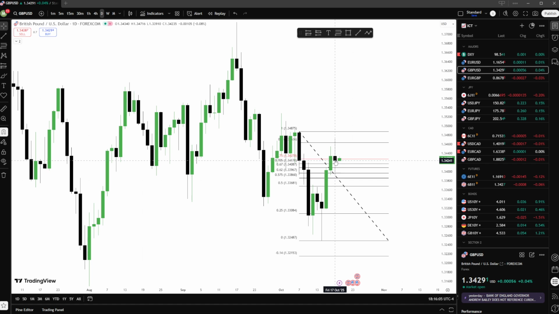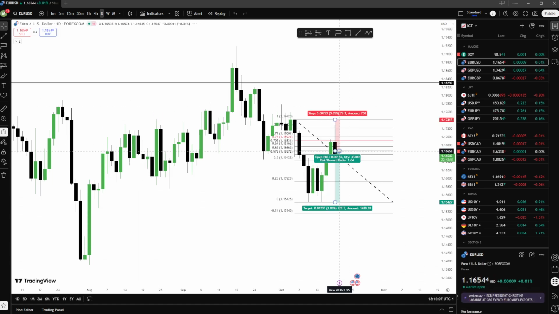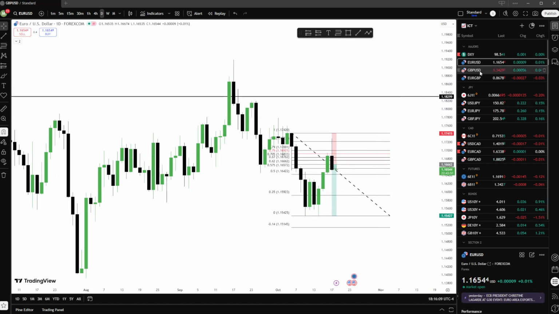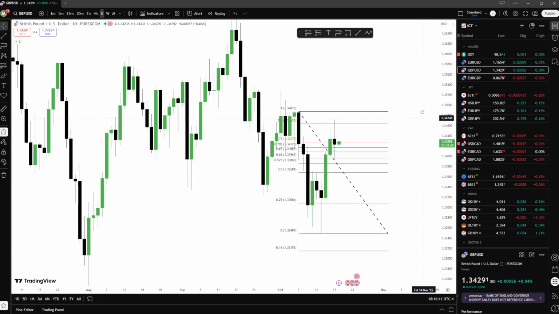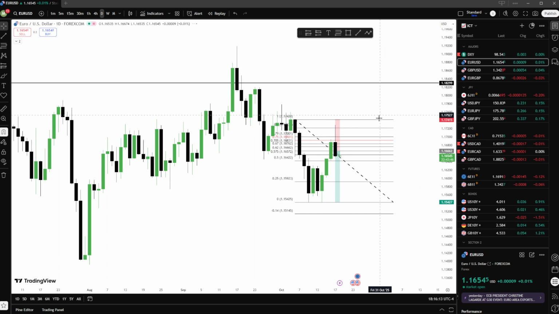We've not really had the same daily candle close as we did on the euro, the positive confirmation, I should say. So therefore the euro to me looks like the better pair at the minute for shorting. Other than that, that's pretty much it from positions that I'm currently looking at.